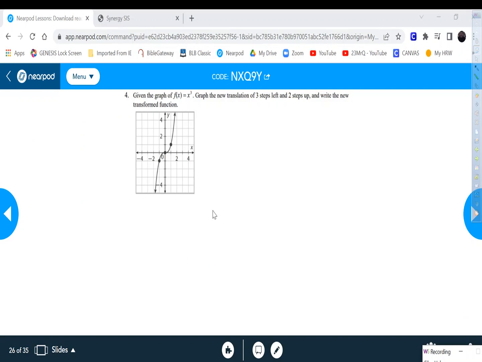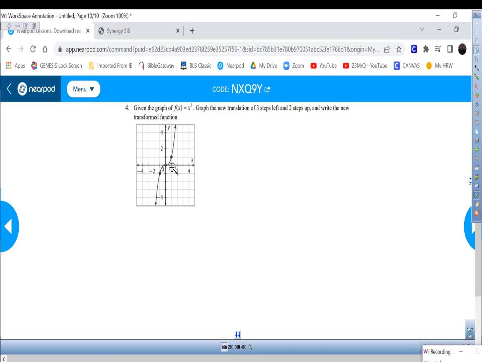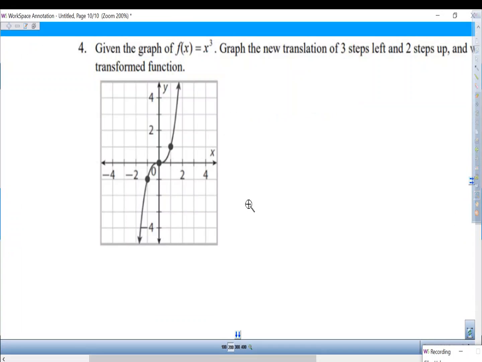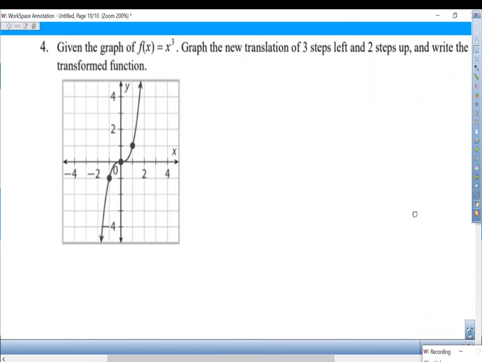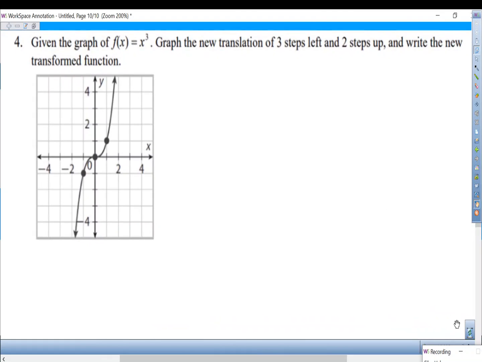Problem number 4. Given the graph f of x equals x cubed, it's already there. Graph the new translation, 3 steps to the left, 2 steps up, and write the new transformed function. All right, so copy that on your paper first. Let me zoom in. There it is. Copy that. And then we'll do the translation according to the instructions. And then we'll write our new function. Copy and go.